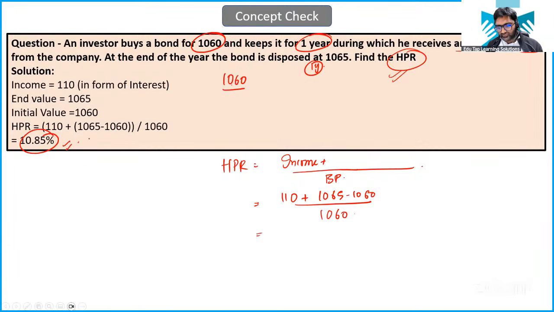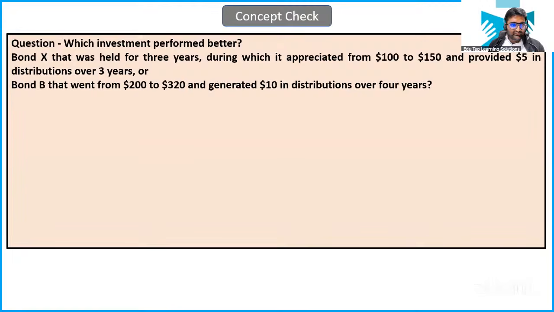Are you able to visualize this thing? Right, so that is the holding period return. Just add all the values and then divide it by what you have actually spent. That is holding period return, right? So that was easy. Now moving ahead, we have two bonds, bond X and bond B. Can we try to calculate holding period return for both of them?